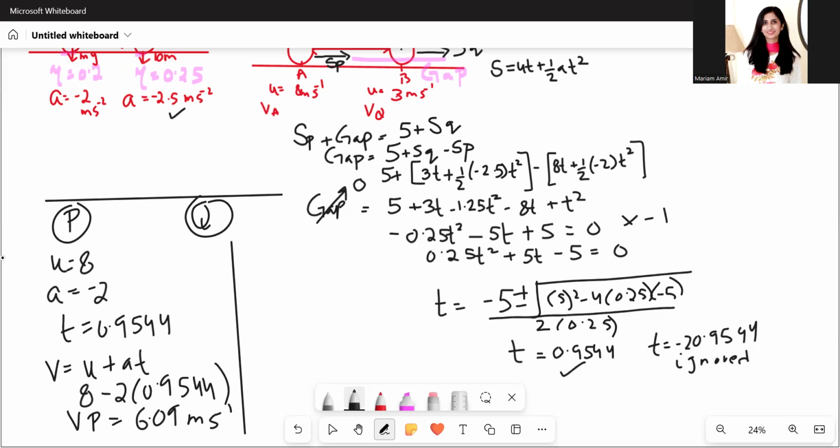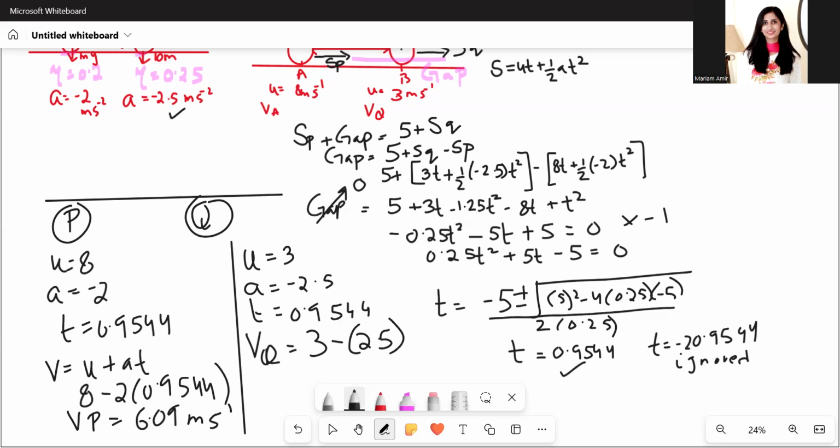Similarly for Q, u is 3, a is minus 2.5, time is the same, 0.9544, and the speed at this instant, this is Q, sorry, v equals u plus at. So that is going to be 0.614 meters per second. Okay, these are the final answers.